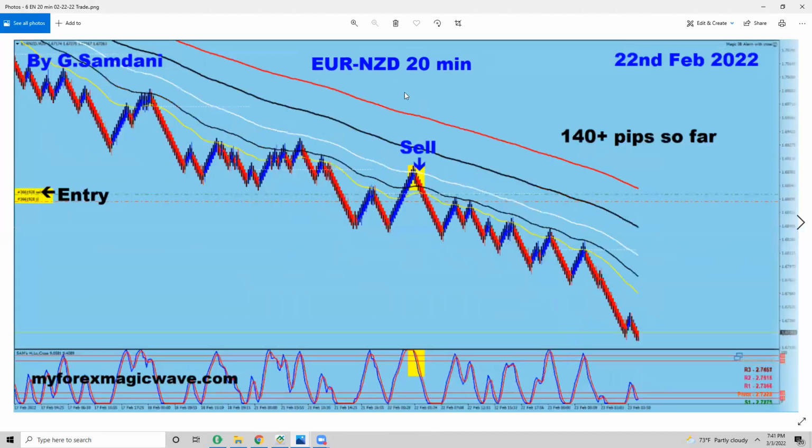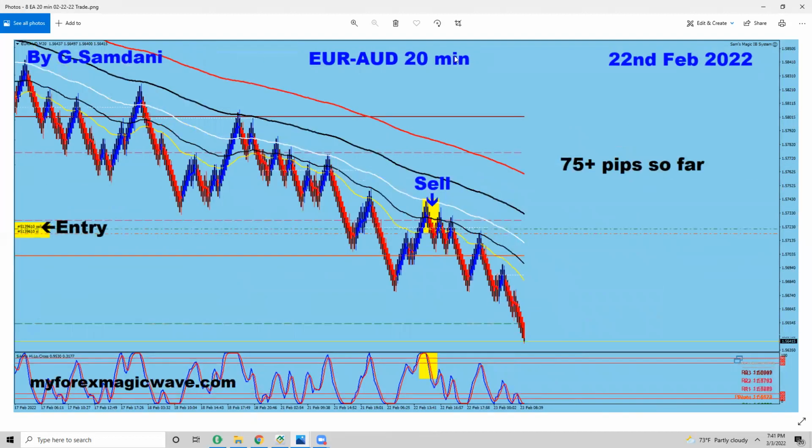EUR-NZD again on the 22nd. The entry is here, straight down, 140 plus. EUR-AUD on the 22nd. Notice all euro pairs. I'm not showing anything else because of that euro index. It's speeding up now. On the 22nd, 75 pip, right?